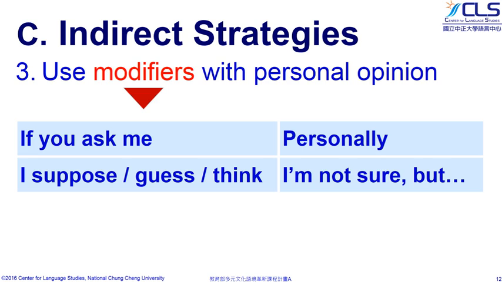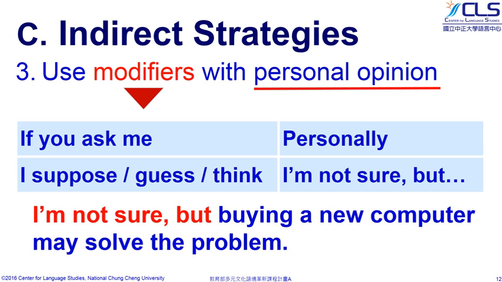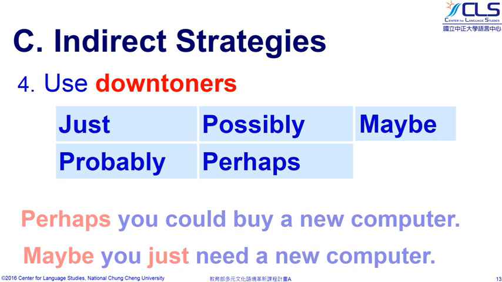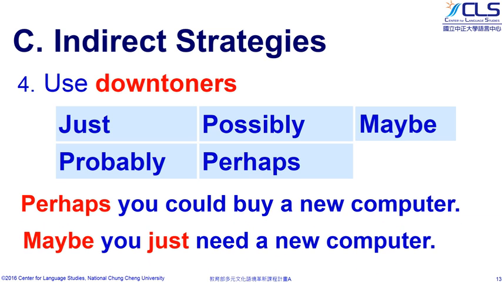The third strategy is using modifiers with personal opinion, as shown in the example. In this way, we appear to simply share opinions rather than making suggestions, and thus our suggestions may seem less threatening to the hearer. Finally, we could use downtoners, such as perhaps, just, or maybe, to soften the suggestions and make them even more polite, as shown in the examples.